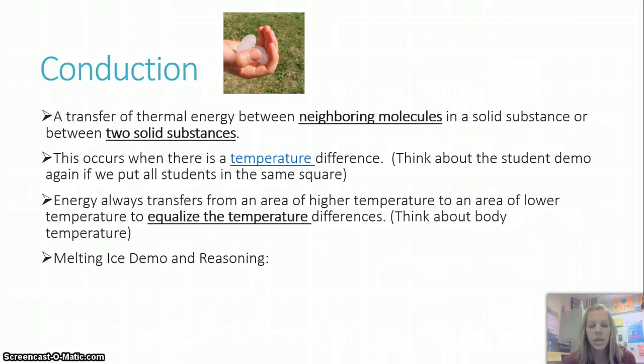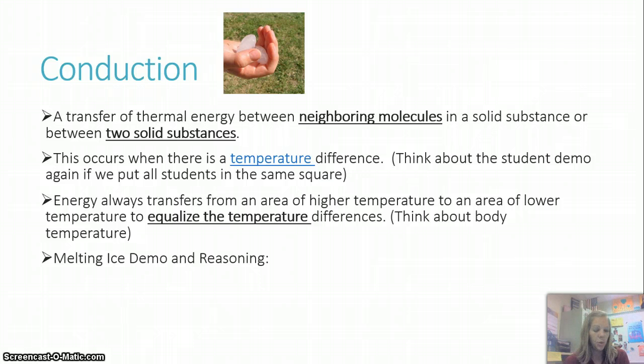And I want you to consider right now a piece of melting ice. We all know what melting ice in our hand feels like. It feels extremely cold to us. And observations also, not only feeling the cold, but also seeing the ice melt in our hand. What's going on here? What's truly going on?